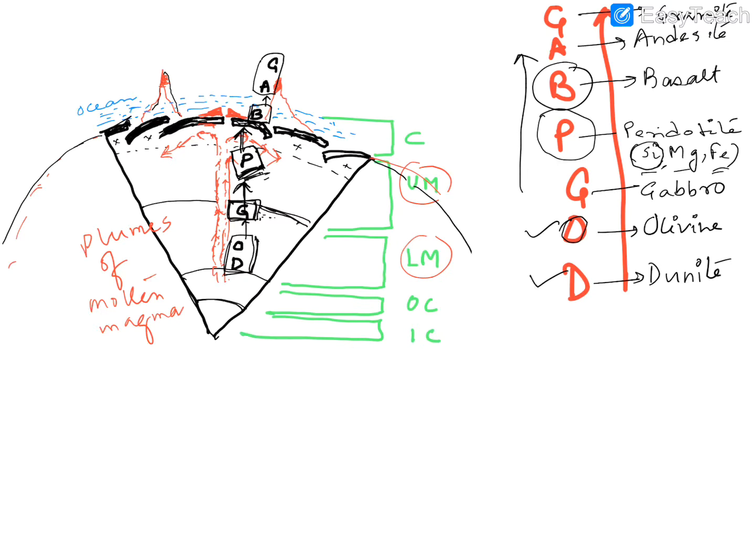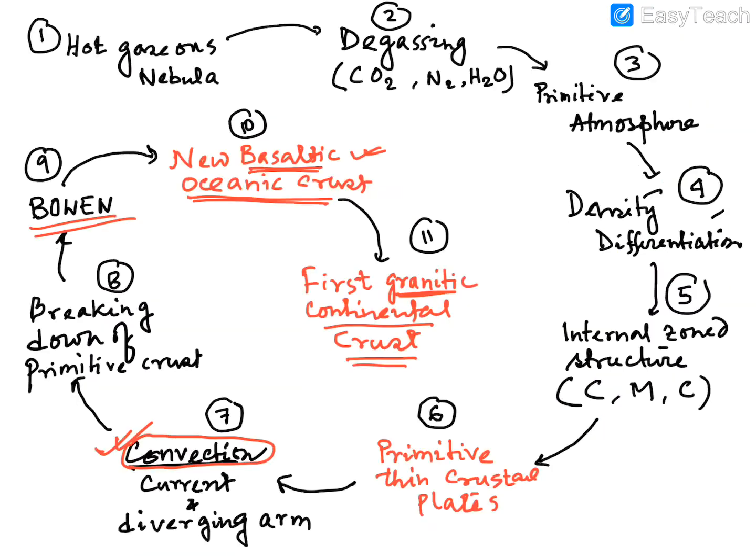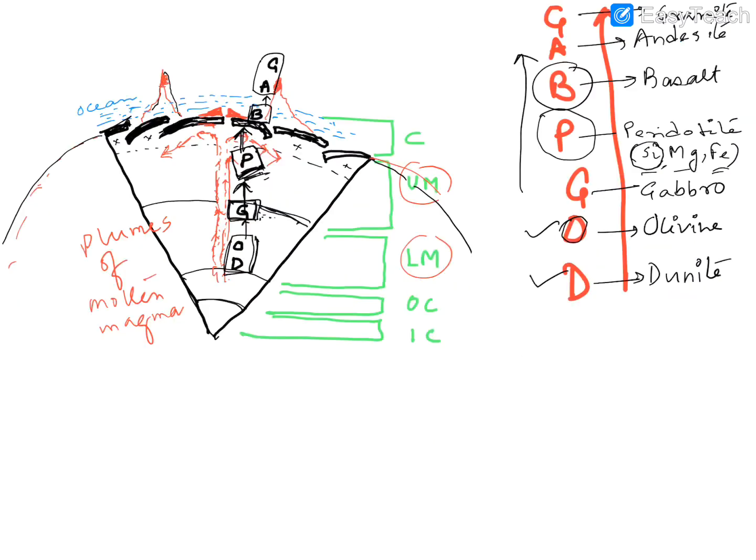Now let me complete my story. As I said to you, silica will move up, leaving behind all other heavy minerals and keep on forming new rocks. This process is called magmatic differentiation. This diverging magma current also breaks apart the primitive crust now.